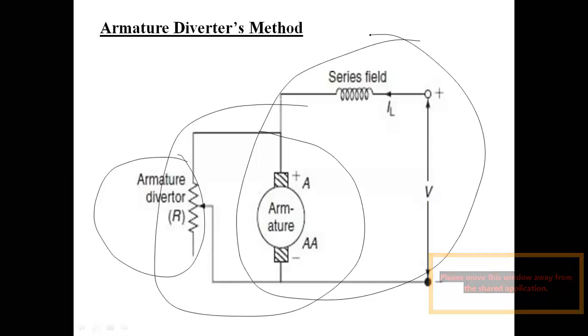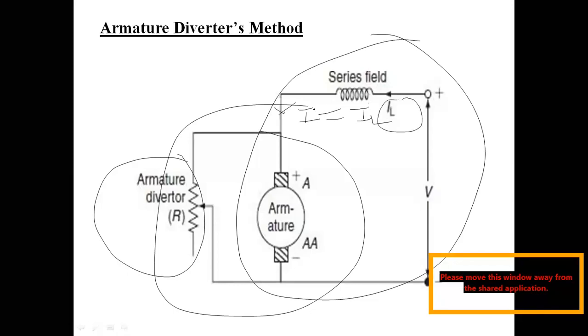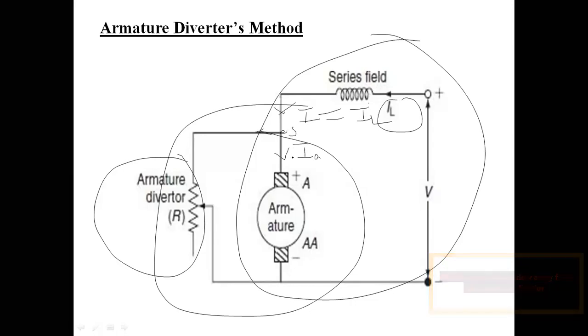So what will happen if the armature current is reduced? This is the total current, which is nothing but the load current or supply current. If I consider some point S, from this point the current is going to be diverted. That means we are diverting the current flowing to the armature, regulating the armature current. Then what will happen?